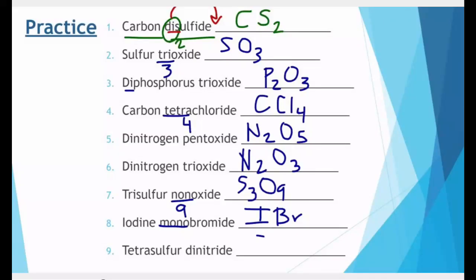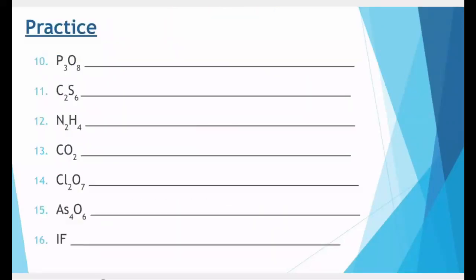Then tetrasulfur. I know this one is up at the top of the next column, but it's still part of our formula writing practice. Tetrasulfur means we have S4 to start things off with. Dinitride means two N's, two nitrogens. So hopefully writing formulas isn't too bad. It's really just decoding all of the fancy symbols and their prefixes for each element. But hopefully our element quizzes have had you practicing these, so it should be no big deal.